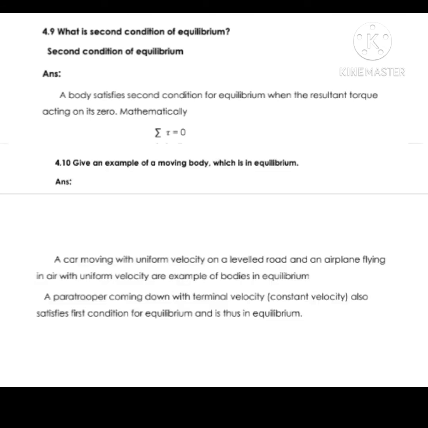Next question 4.10 is give an example of a moving body which is in equilibrium. A car moving with uniform velocity on a level road and an aeroplane flying in air with uniform velocity are examples of bodies that are in equilibrium. And another example is a paratrooper coming down with the terminal velocity, like constant velocity, also satisfies the first condition for equilibrium and thus it is in an equilibrium state.